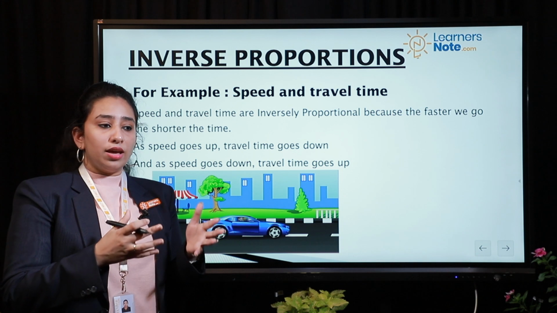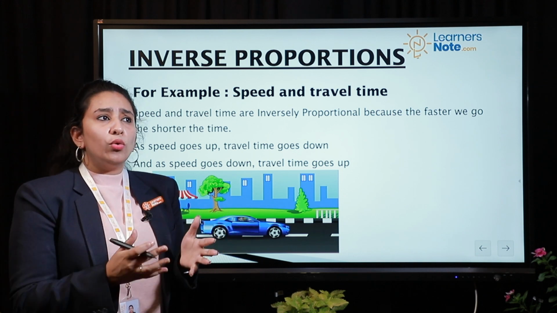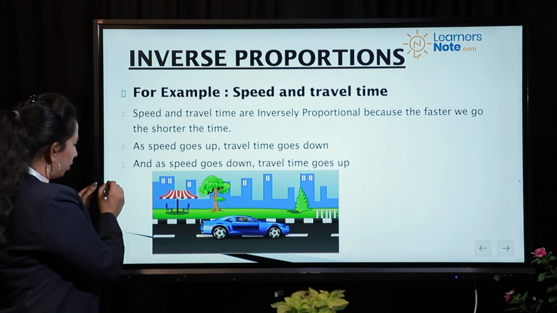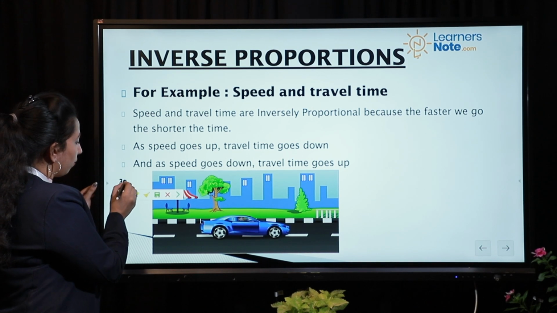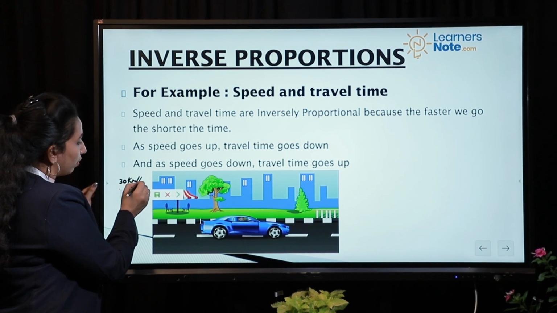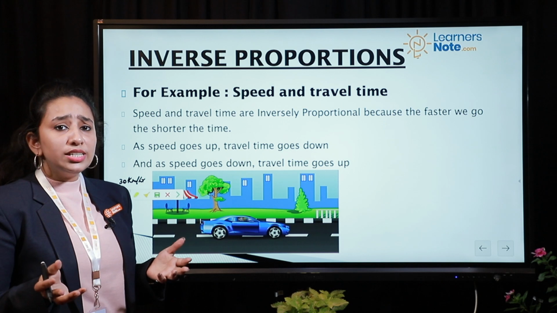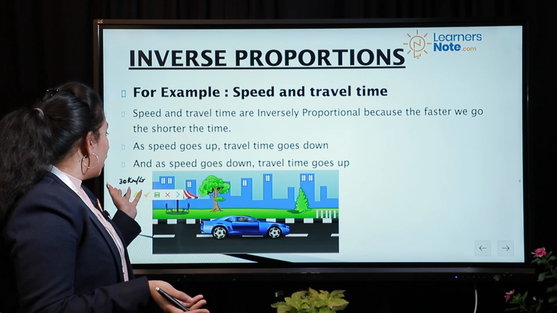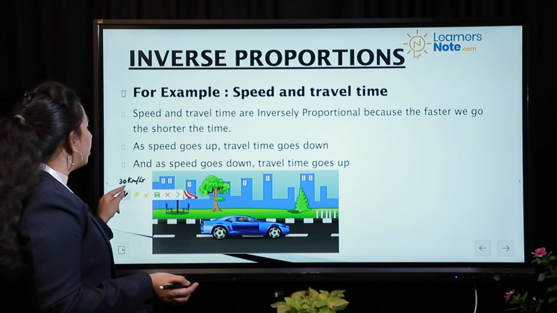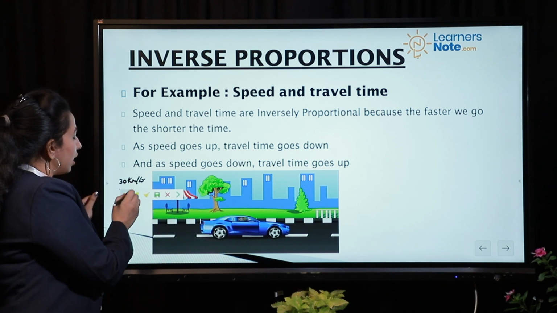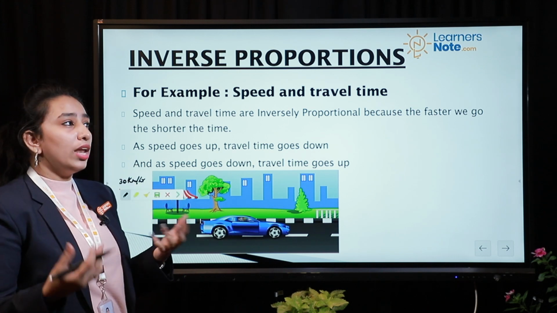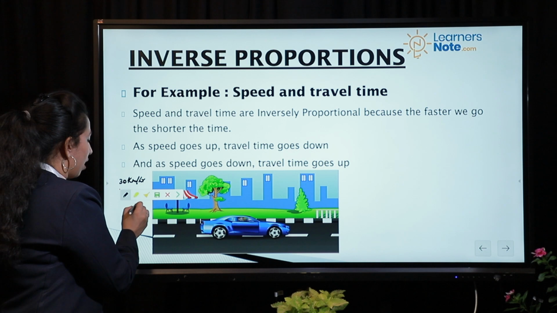Suppose you're going to a place at a speed of, let's say, 30 kilometer per hour. So this is the speed. You know that speed is measured in kilometer per hour, because it's distance divided by time. So you're going to that place at a speed of 30 kilometer per hour, and it takes you say 1 hour.